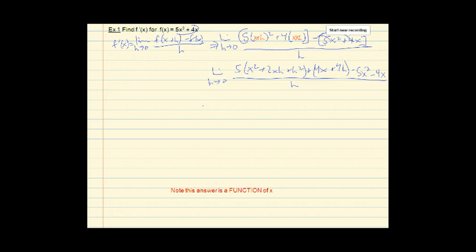Alright, so what am I trying to do? This is a disaster. I can't just plug in 0 for h. So I need to do some magic simplification on the top. Lots of algebra.